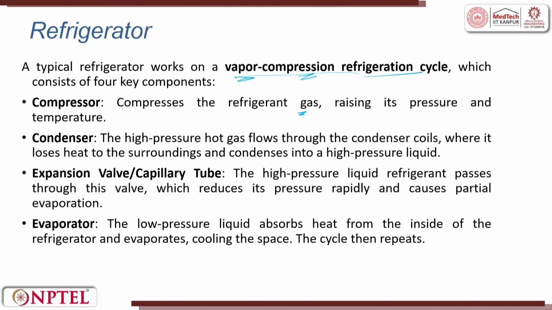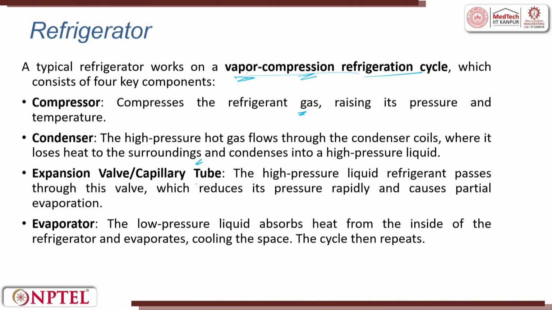The condenser: the high pressure hot gas flows through a condenser coil where it loses heat to the surroundings and condenses into a high pressure liquid. So, the temperature goes down, and it becomes a high pressure liquid.